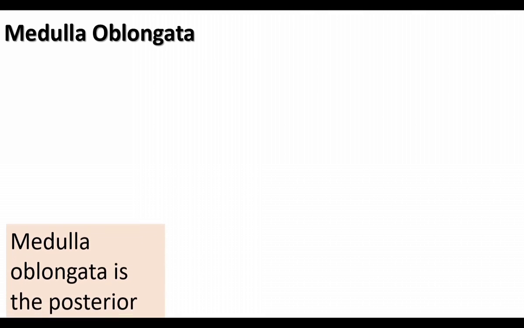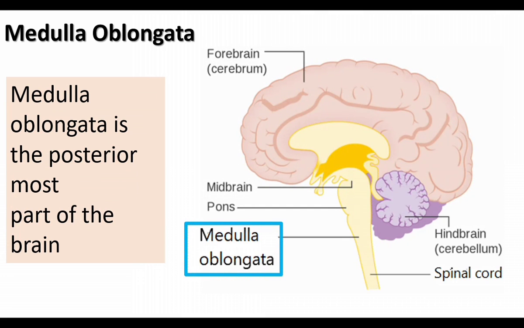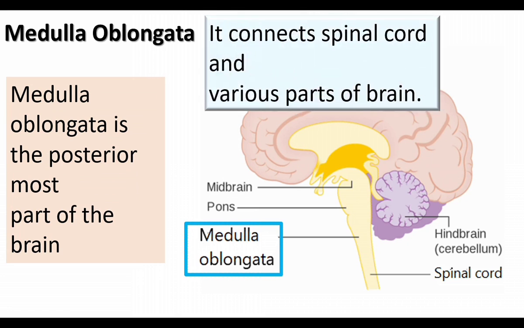Medulla oblongata is the last part of the brain. It is the posterior most part of the brain. Medulla oblongata continues as spinal cord. Medulla oblongata connects spinal cord and various parts of the brain. Spinal cord is connected to various parts of the brain by medulla oblongata. It connects spinal cord to other parts of the brain.